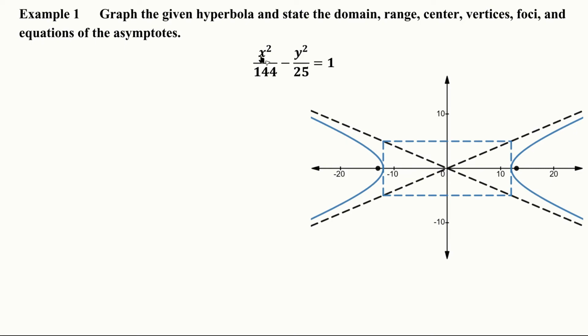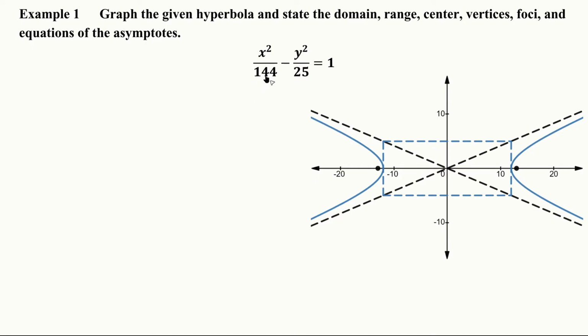So in this case, because the x squared is the positive term, we know that the vertices are going to fall on the x-axis. Even if this were translated, we would know that it would be a left-right hyperbola rather than an up-down hyperbola.